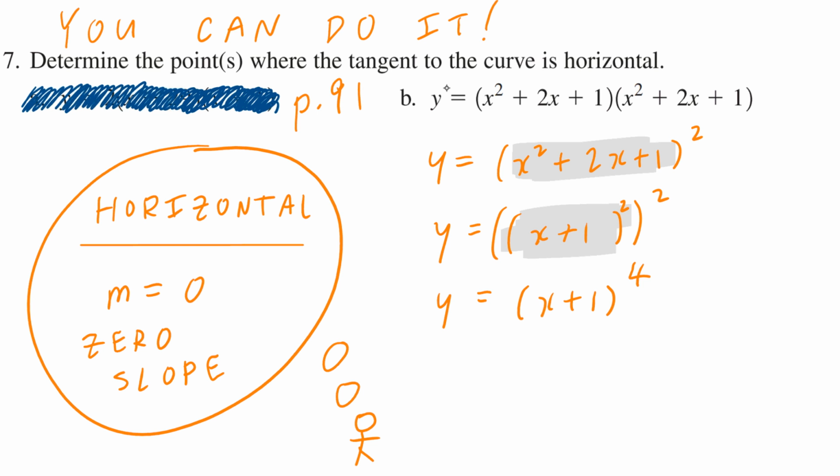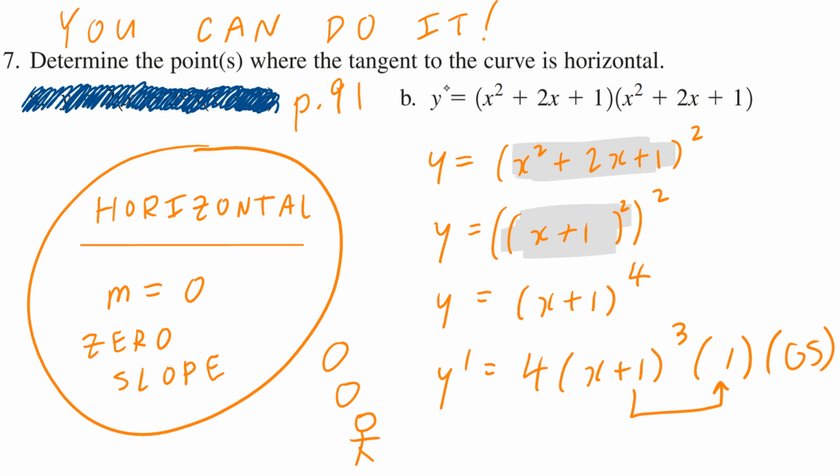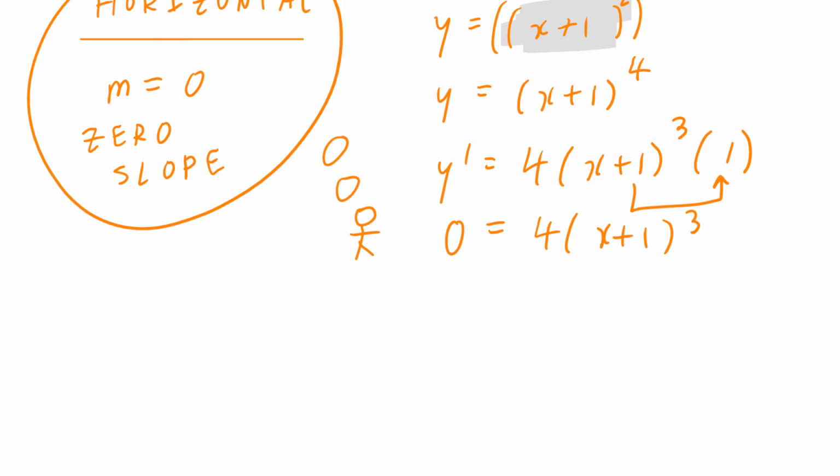Now, we can find the derivative, which is y prime. Apply the chain rule, bring the 4 to the front, copy x plus 1 to the power of 3, multiply by the internal derivative, which is 1, and set the general slope, GS, to the specific slope, SS. So again, you set the general slope to the specific slope, and you solve for x. Now, if you look at this carefully, the shortcut is x is going to be -1.